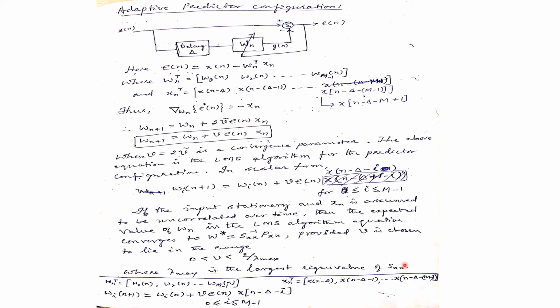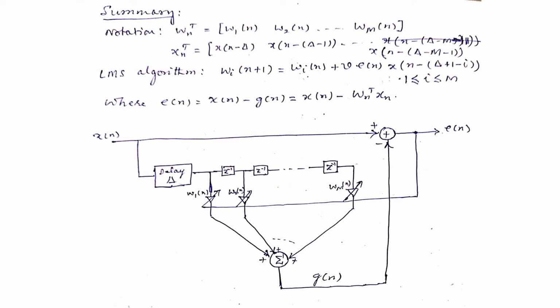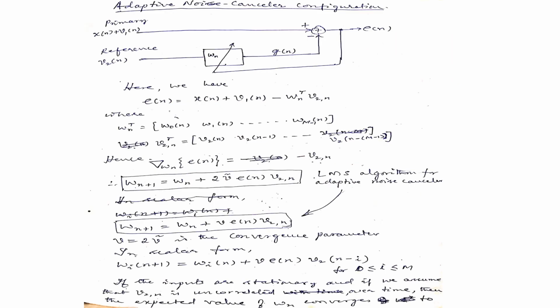This is about the adaptive predictor configuration. These are the equations that we use to find the filter coefficients. Of course, the structure remains as it is. The only difference that you see here is that the error signal is fed back, indicating that the filter coefficients are changing with respect to time. The rest of the things remain.